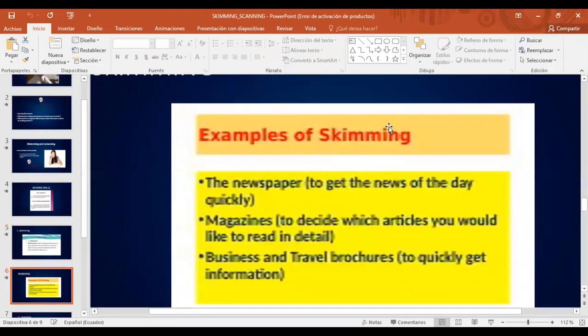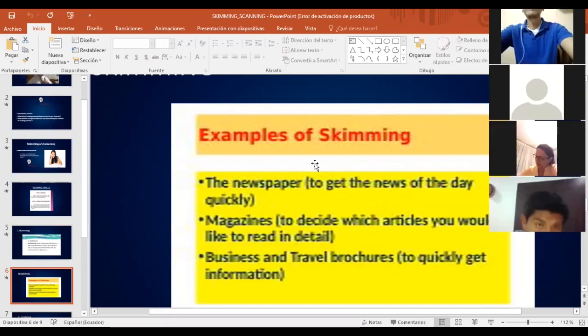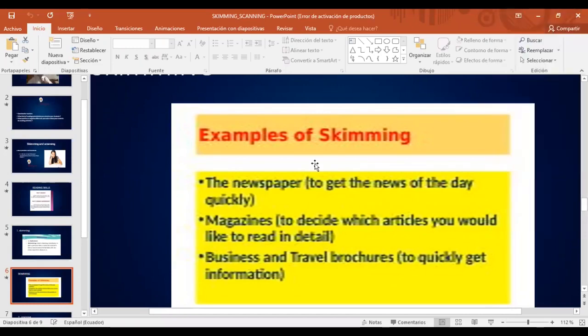These are examples of skimming: newspapers, magazines, or business and travel brochures, okay? Well, this example of skimming, teachers, depends on the student's interest, the student's age, the student's background, the student's social status. So it depends on the student's beliefs, okay? Not necessarily do you need to use a newspaper. You can use realia. For example, you can use advertisements, marketing, things like that, and motivate your students in order to read, to find out information.